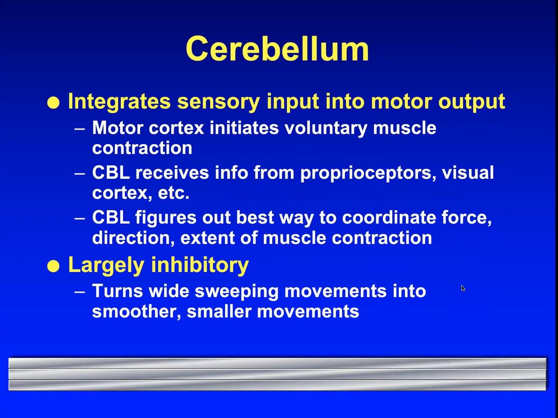So what the cerebellum does, takes in sensory input and integrates it to the motor output. So it gets in information from your visual cortex. Proprioceptors is where am I in space? And sends a signal to cerebellum and changes your movement based on that sensory information. And it's largely inhibitory, just to kind of refine your movements.